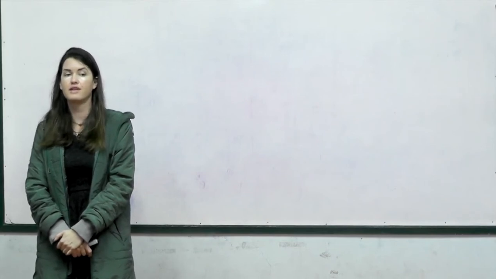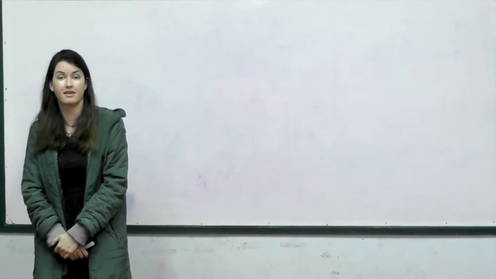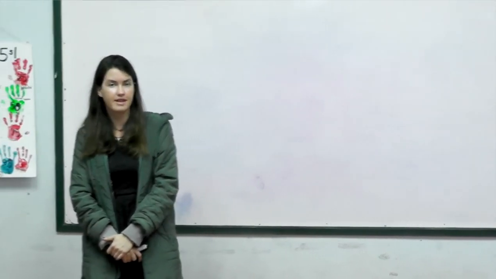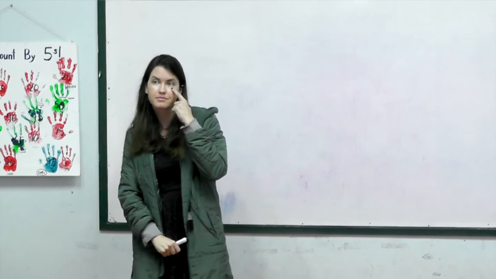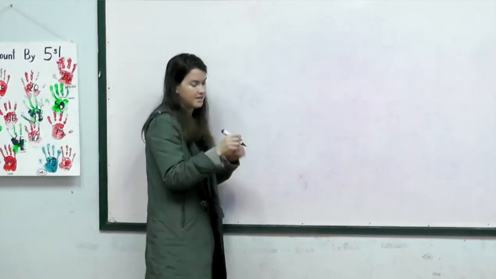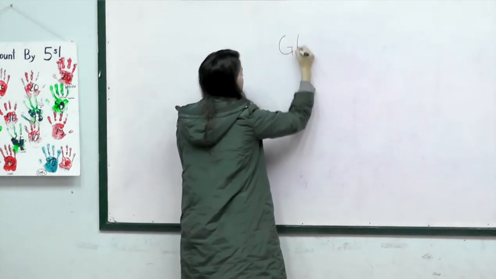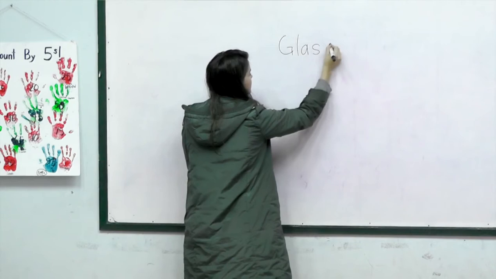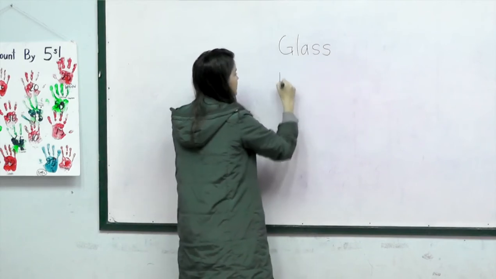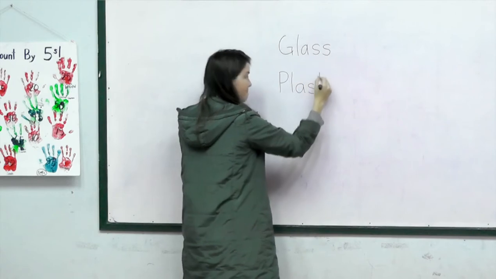Does anybody know any of the materials that we've studied so far? I'll give you a clue. One of them you can see through. Glass is one. Good. Glass. Plastic. Good. Metal.